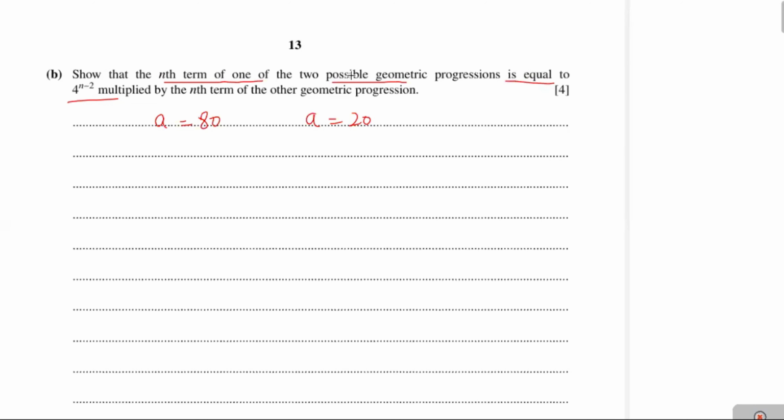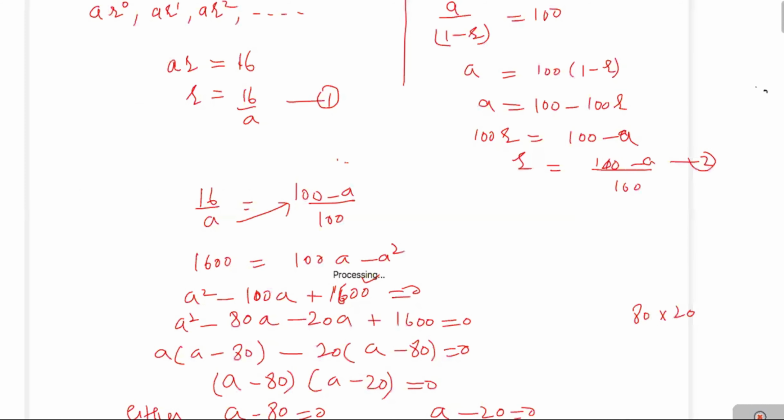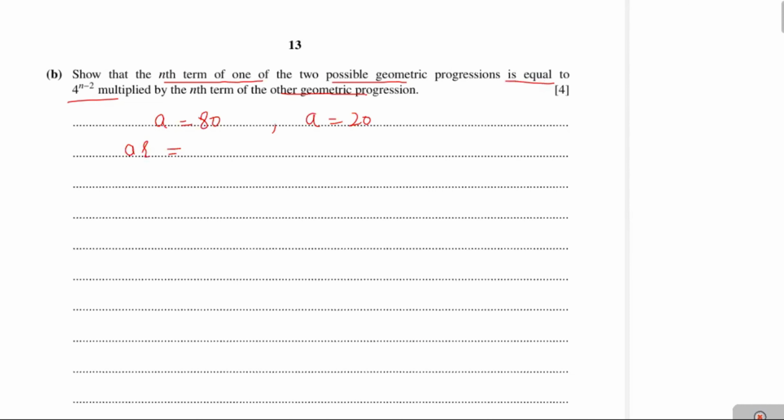Part B, show that the nth term of one of two possible geometric progressions is equal to 4 power n minus 2 multiplied by the nth term of the other geometric progression. Now we already found the value of a is equal to 20 and a equal to 80, and you already know that ar is equal to 16. Now we write it here.